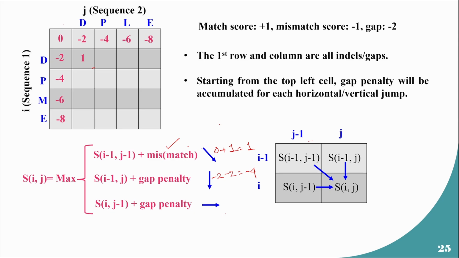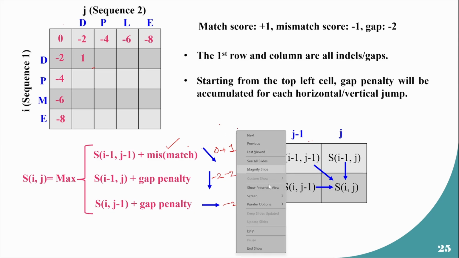For the left to right direction, we will also see the same thing because we are starting with a -2 and then accumulating another gap penalty. This will be equal to -4, and of course the maximum of these three will be 1, right? So we'll put the value 1 there. Okay, for this one.